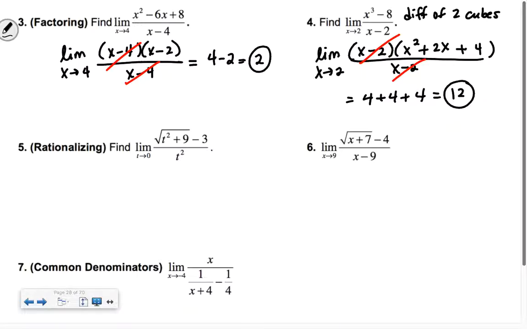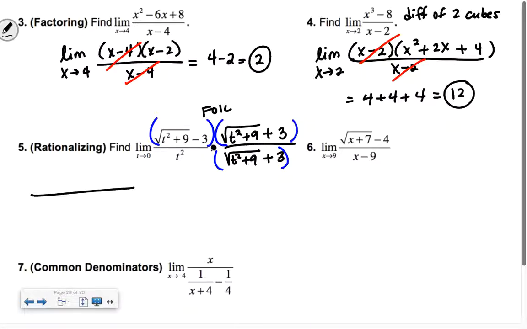All right, so rationalizing. So right now, think about it. Can you plug in 0? You get 0 over 0, right? So there has to be some kind of trick. So our trick for these ones is to multiply by the conjugate. So I'm going to do t squared plus 9, and then I'm going to do plus 3. And I do it on the top and the bottom. So I do a plus 3. So when I do that, I always leave the bottom factored, or the top if it was on the bottom originally. So I'm gonna go ahead and FOIL out the top, and then I'm gonna leave the bottom.